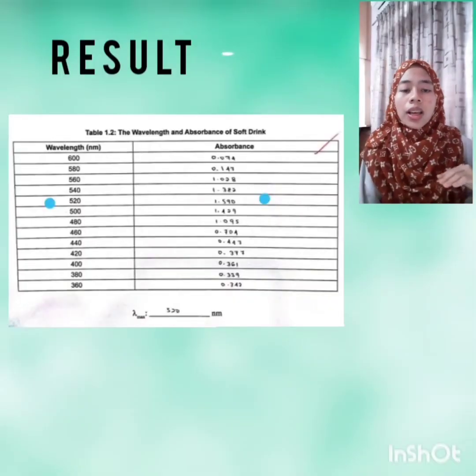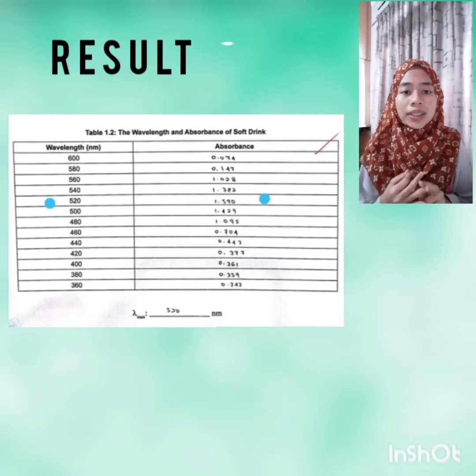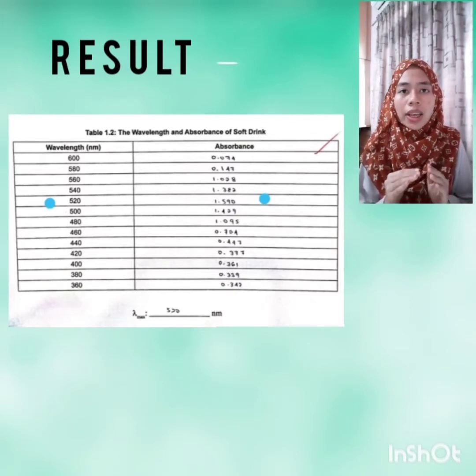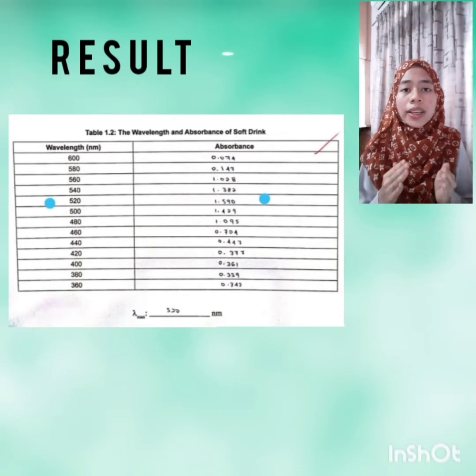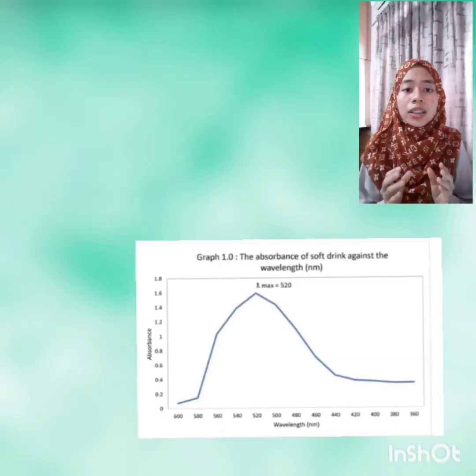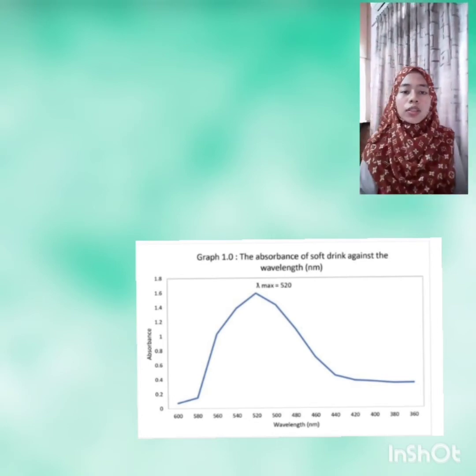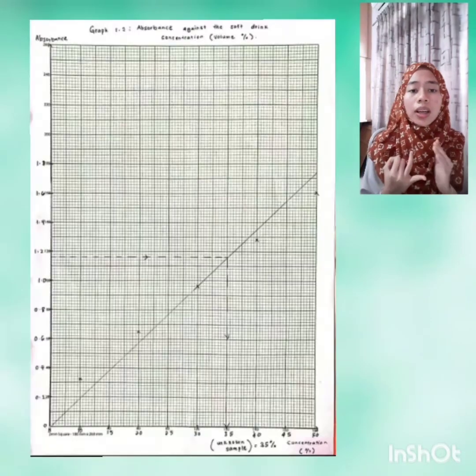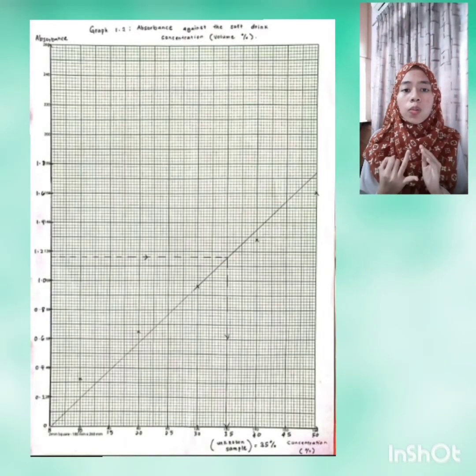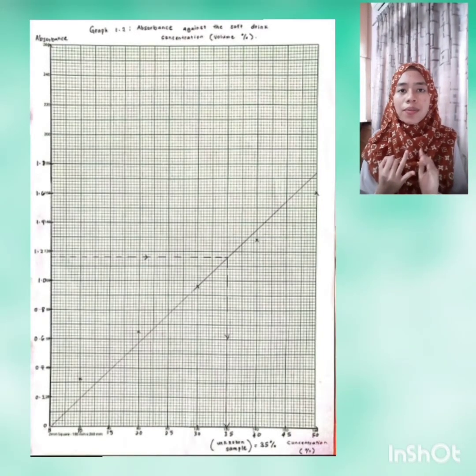For the result, to determine the maximum wavelength, we look for the highest peak of the absorbance value, and then the wavelength shows at 520 nanometers. Next, to determine the concentration of the unknown soft drink solution, we plot the calibration curve, where the value is at 35%.